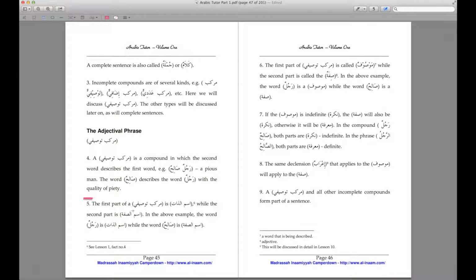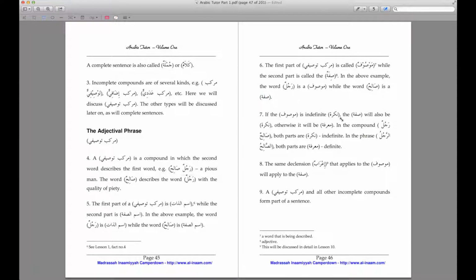The first part of the murakkab tawsifi is called ismul dhat, while the second part is called ismul sifa. In the above example, the word rajulun is ismul dhat and salihun is ismul sifa. The first part is also called mawsuf, which is what the sifa is explaining. The second part is called sifa, the characteristics or description, the adjective. In the above example, rajulun is mawsuf and salih is sifa.